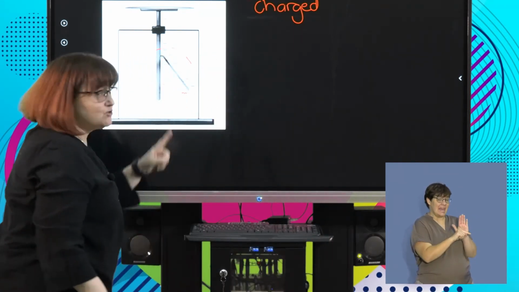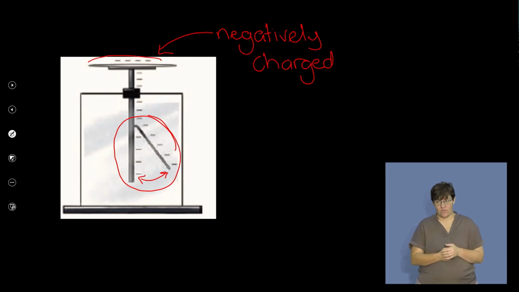Why do I want a negatively charged electroscope? Because with the photoelectric effect, I'm looking at how electrons get pushed out. If it's positively charged, the electrons aren't going to want to go anywhere because they're attracted to the positive. So we have excess electrons so that when I shine the correct light onto the electroscope, electrons can come off. But the electrons are only going to come off the zinc plate.